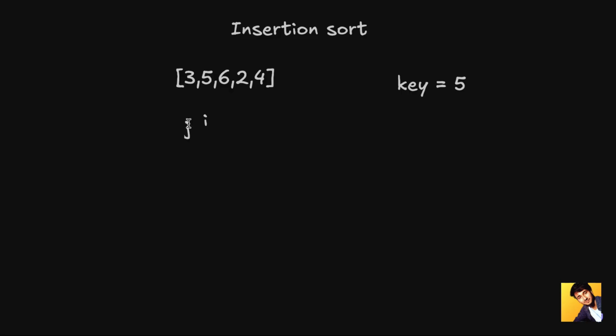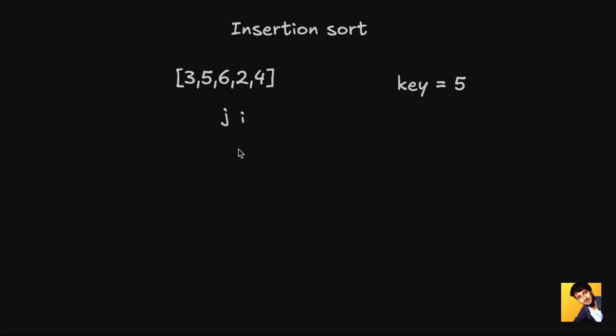So what we'll do is just shift the I position. I comes to here and j will come to here. Then again we will check: 6, is 5 greater than 6? No, it is not greater than 6. So we'll again move this I, and j will come here.